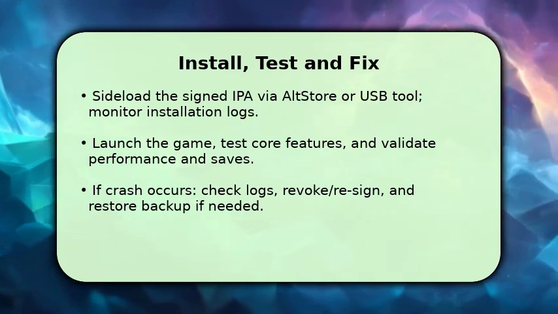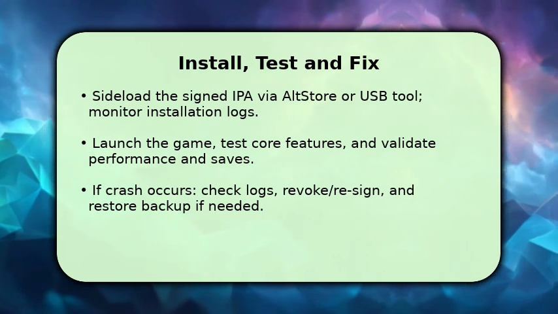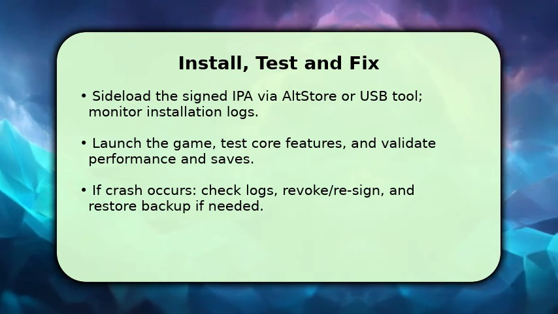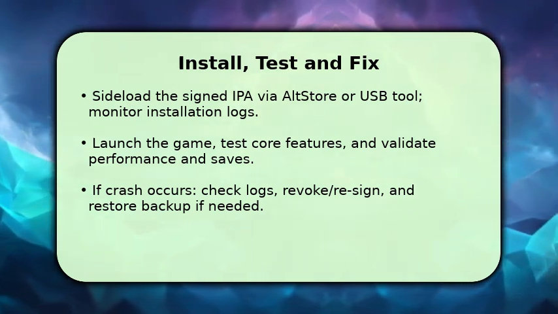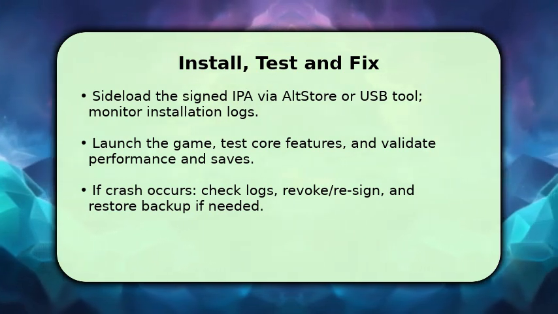If something fails, check crash logs and provisioning errors, revoke the certificate if necessary, and re-sign with corrected entitlements. If the device becomes unstable or data is corrupted, restore from the backup you made earlier to recover safely.